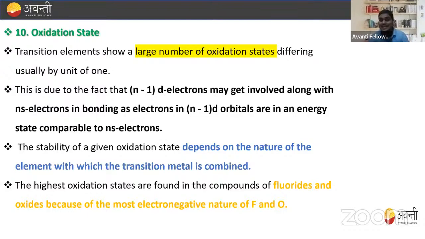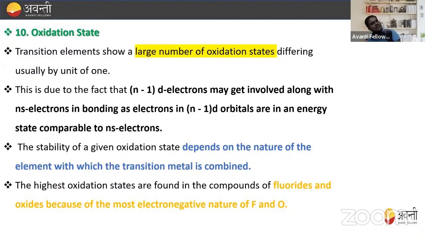This is due to the fact that (n-1)d electrons may get involved along with the ns electrons in bonding, as electrons in the (n-1)d orbital are in an energy state comparable to the ns electrons. How do we understand this? Why do the transition elements show a large number of oxidation states? This is because (n-1)d electrons may get involved along with the ns electrons in bonding. So in bonding, not only ns electrons participate, but also the penultimate shell, that is the (n-1)d orbital and ns electrons both take part in bonding.